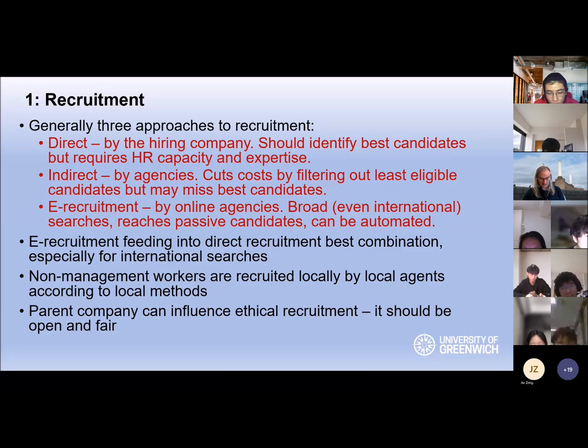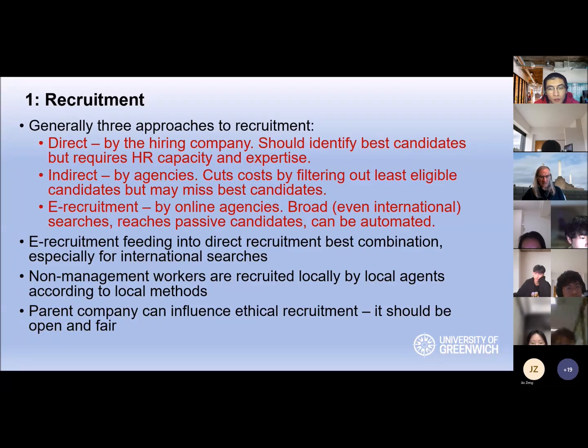Indirect, using agencies. So that will reduce the costs of the recruitment campaign, but it comes back to that principal agent problem. You're employing someone to do your work for you, and they may not see it the way you see it, and they may miss out on the best candidates, or they may get the best candidates and not send them to you, but send them to another of their clients who pays better.